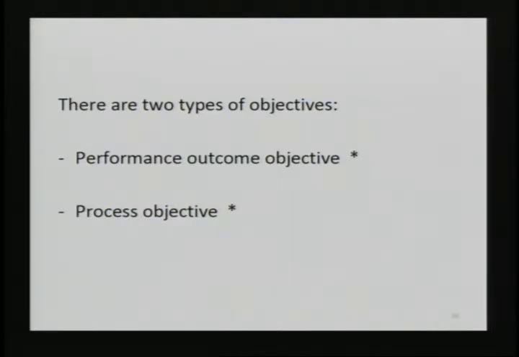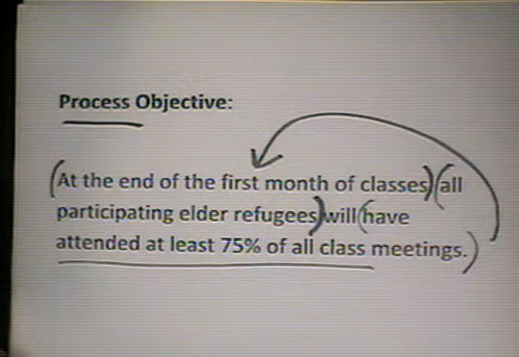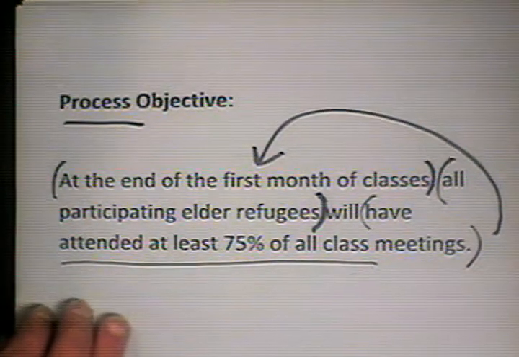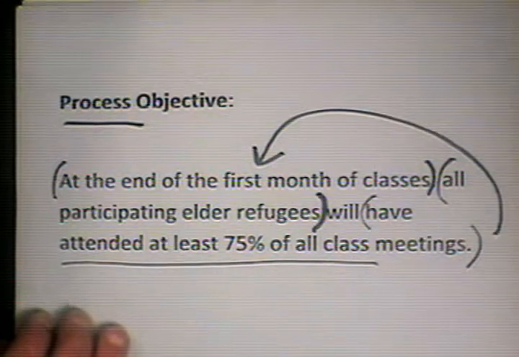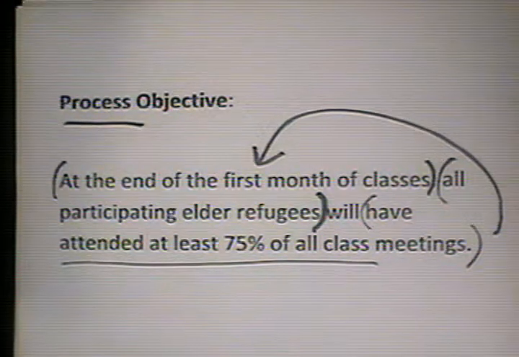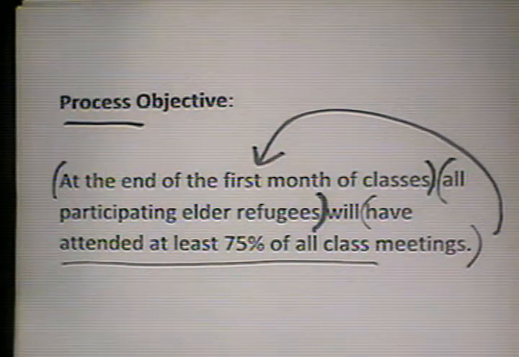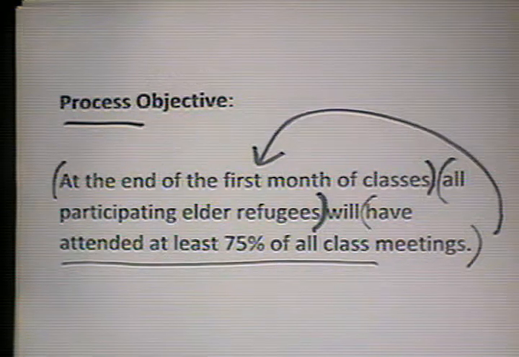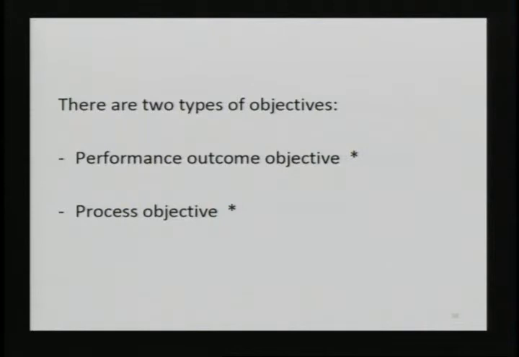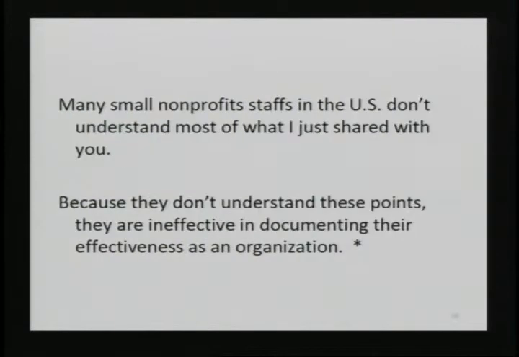The other type of objective that I've briefly mentioned today is the process objective. So just very quickly, as a reminder, here's the process objective that we worked with. At the end of the first month of classes, all participating elder refugees will have attended at least 75% of all class meetings. So those are the 2 types of objectives.